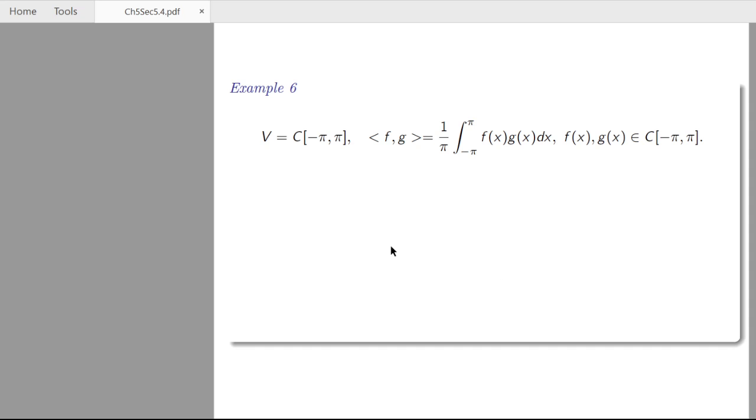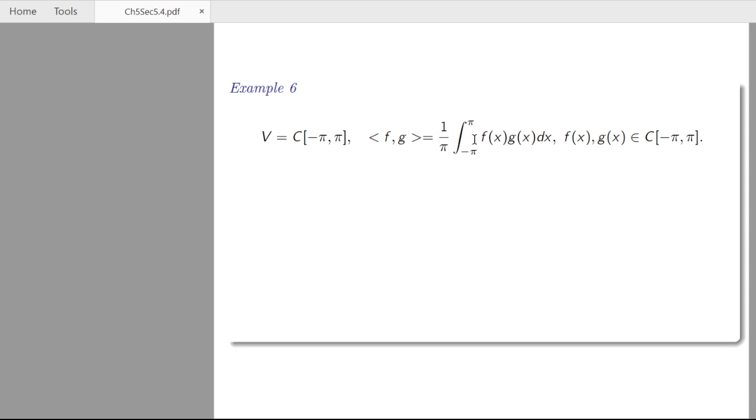Example 6. In this case, the vector space V is the set of all continuous functions on the interval from negative pi to pi. We define the operation between two functions f of x and g of x by this integral. Here, we can show this operation satisfies the three properties for the inner product.